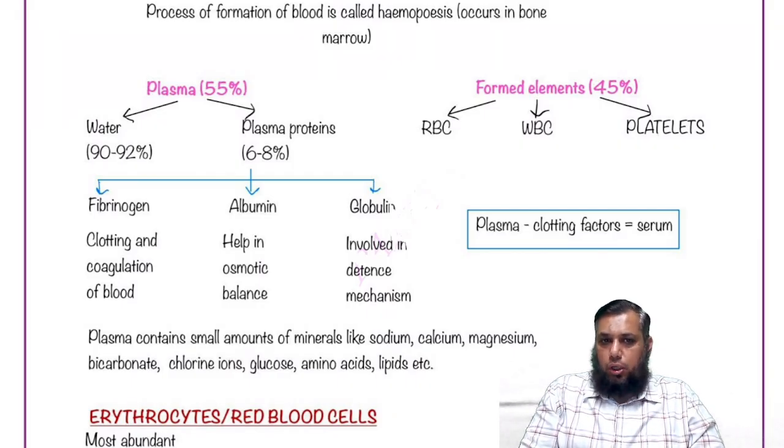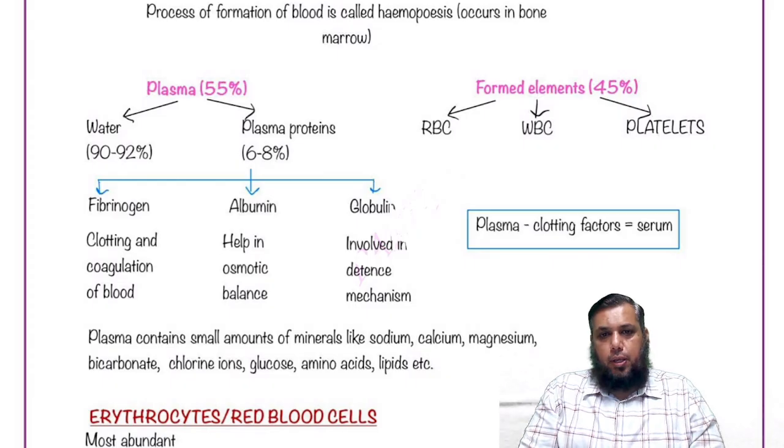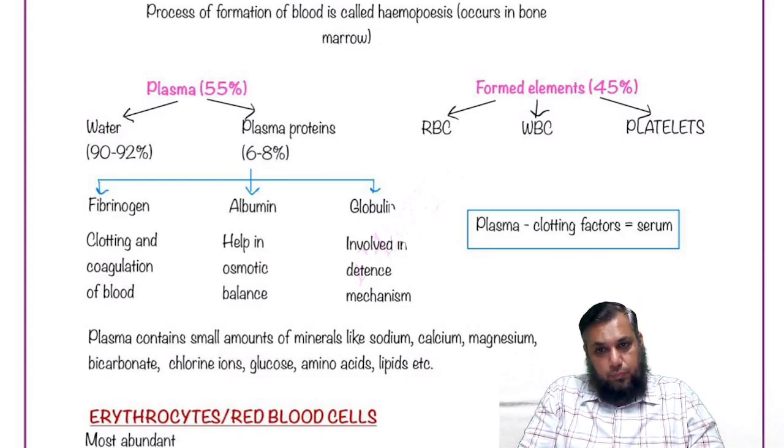Fibrinogen is a clotting factor. Albumin helps in maintaining the osmotic balance of the blood. It also helps in the transport of hormones. It is the most abundant plasma protein. Globulin belongs to a class of proteins consisting of alpha, beta, and the gamma globulins. Okay, and within that you have immunoglobulins. The gamma globulins are the immunoglobulins, and these immunoglobulins are involved in the defense system.